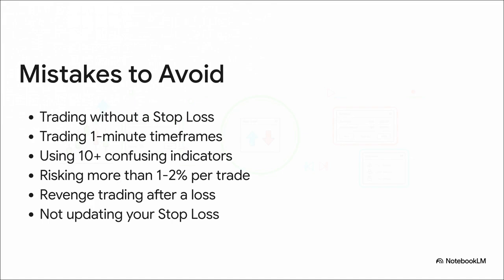Mistake 2, trading 1-minute timeframes. Guys, there are way too many false signals and just too much noise. Stick to the 4-hour or daily charts. Mistake 3, using 10 or more confusing indicators on one screen. You only need a maximum of 2 or 3 to see the trend clearly. Mistake 4, risking more than 1 to 2% of your account per trade. Look, if you have a $500 demo account, you really shouldn't risk more than $5 to $10 on a single setup. Mistake 5, revenge trading.